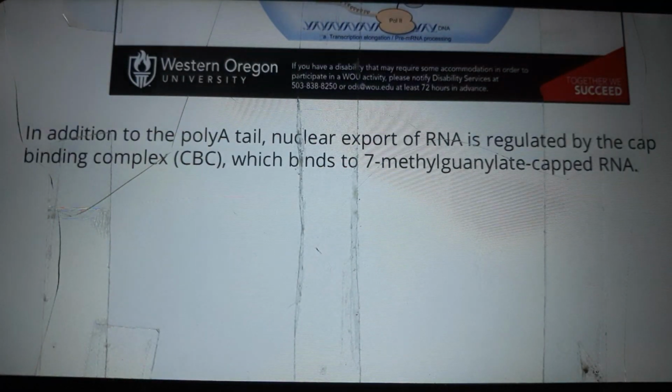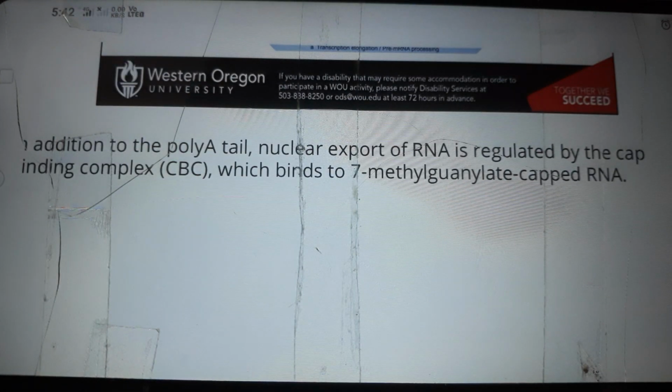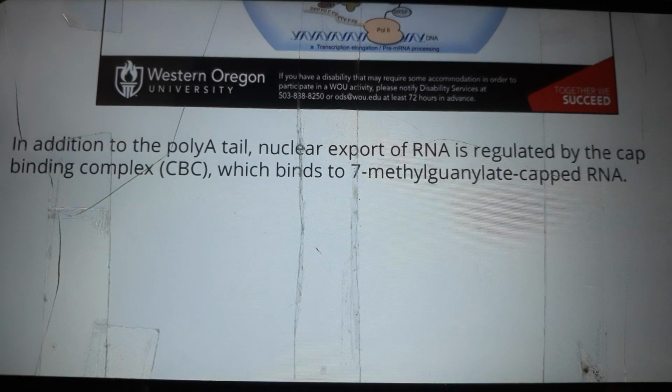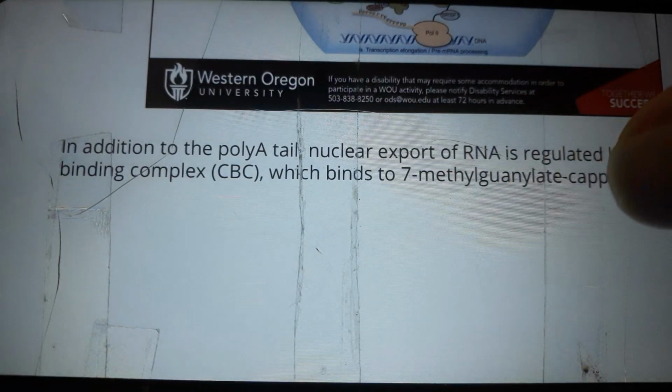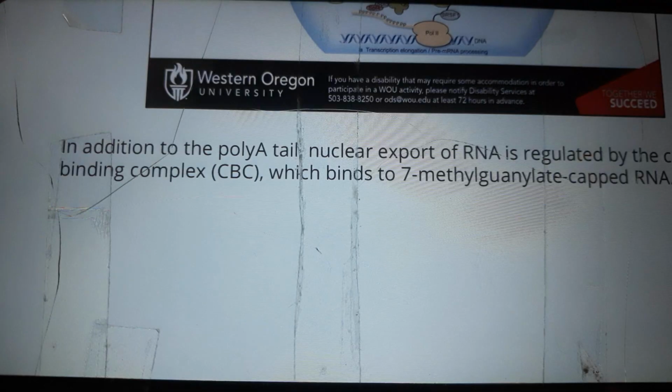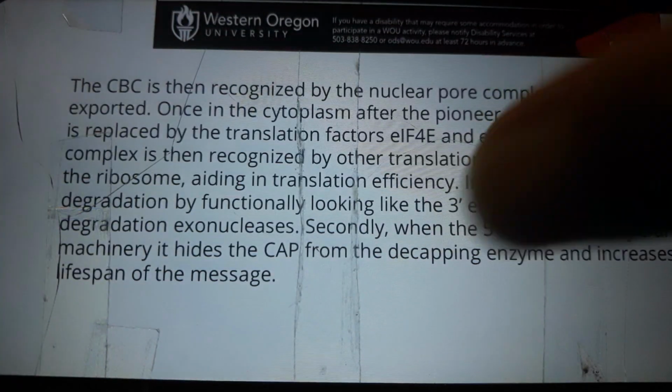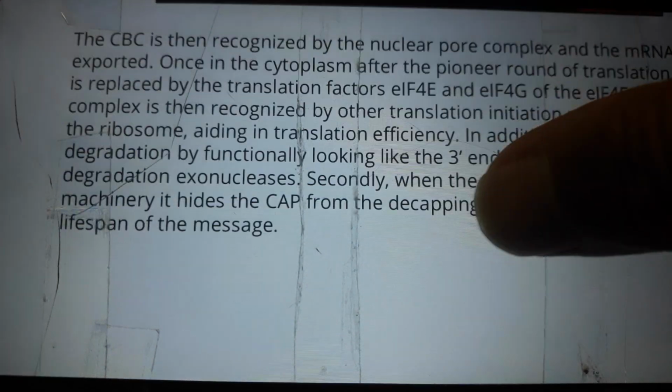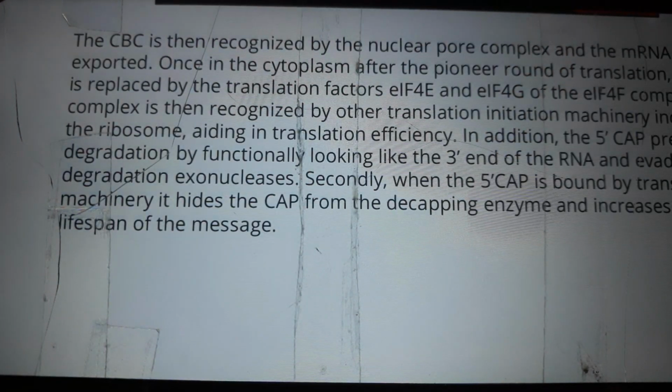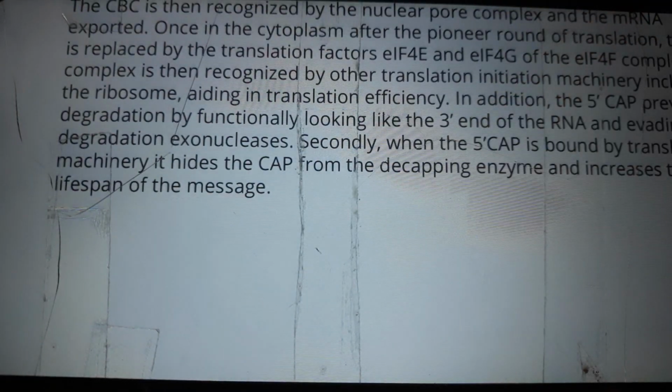In addition to the poly-A tail, nuclear transport of RNA is regulated by the cap binding complex, CBC, which binds to 7-methylguanylate capped RNA. And that's the diagram, which has an explanation below here. The CBC is then recognized by the nuclear pore complex and the mRNA is exported.